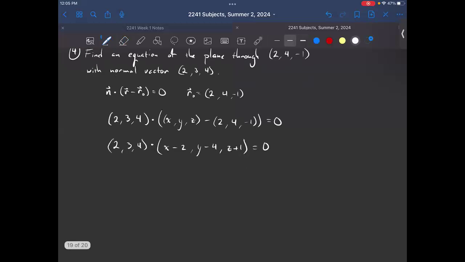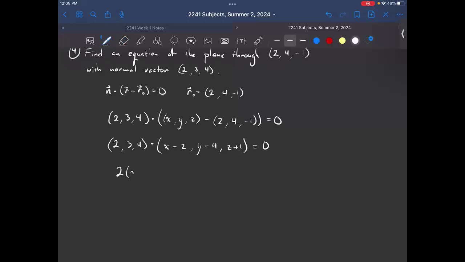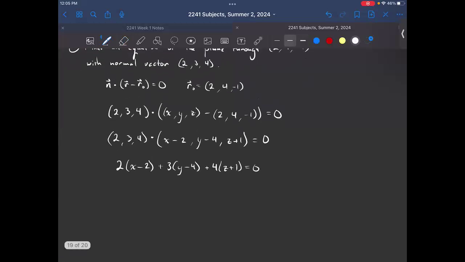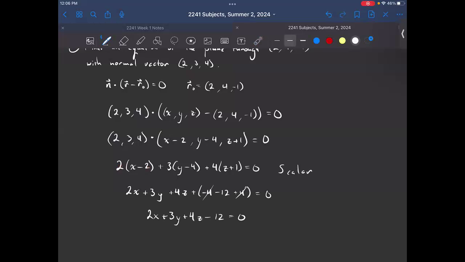We can go ahead and multiply this out, might as well, and get our scalar equation. So we have some practice. 2 times x minus 2 plus 3 times y minus 4 plus 4 times z plus 1. And then to get our linear equation, we just want to go ahead and multiply all those constants through and then collect like terms. So 2x plus 3y plus 4z, and then we have minus 2 times 2 right here, minus 4 times 3, and then plus 4. So the 4's cancel out, and we just get minus 12 there. And this is our linear equation of a plane. So scalar, linear, of a plane, and vector.